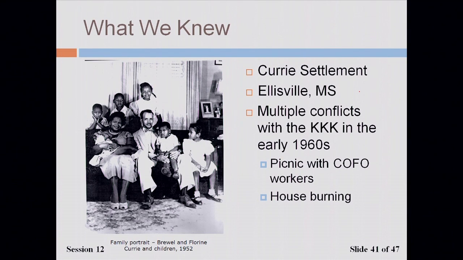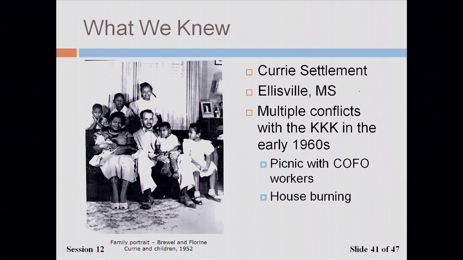And my family lore was a story of the time that the KKK burned down the family house, which was in Currie Settlement in Ellisville, Mississippi. The families have been living there since about 1910, and in this large expanse of farmland, my grandfather and his brothers all had parcels of land. This farmland is outside of Ellisville, Mississippi, and leading up to the house burning, which is what the FBI file covers, there were a few incidents of run-ins with the KKK in the early 1960s.